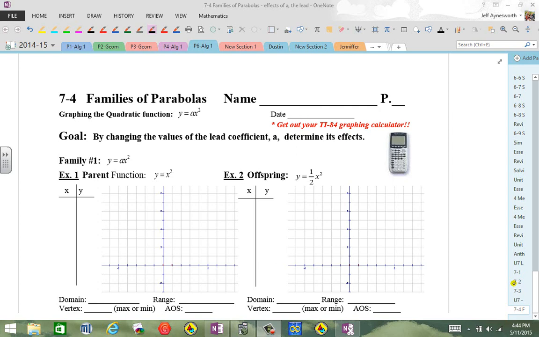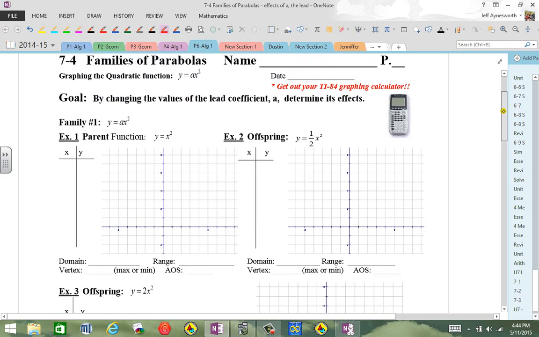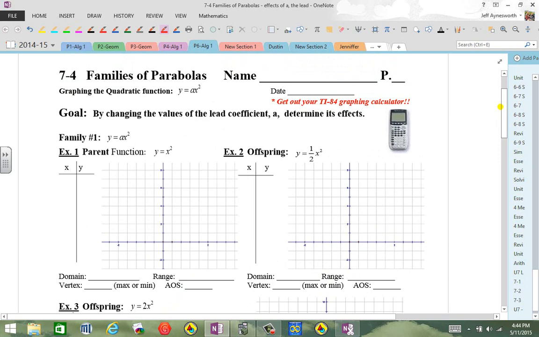So, when a is 1, we call that the parent, okay? What happens to the offspring, the functions that resemble the parent function? What happens to them as we change the value of a from 1 to 1 half? Down here, we're going to change it to 2. What happens as it gets bigger? What happens as it gets smaller? That's the whole goal of the lesson. We want to figure out how a affects the parent function y equals x squared.